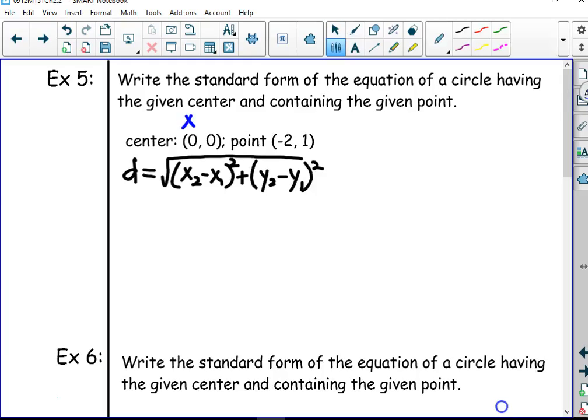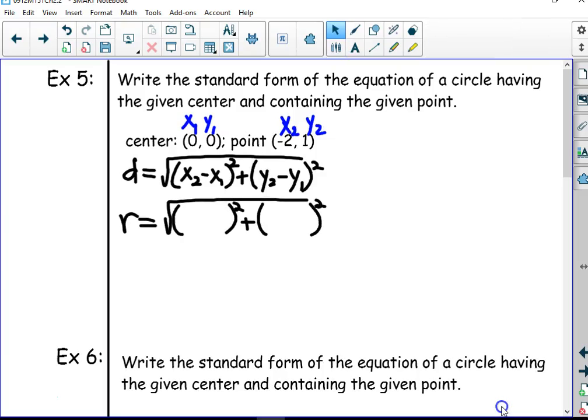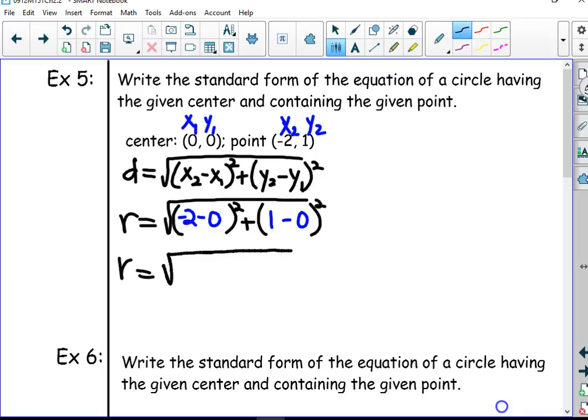And this is my first point, x2, y2. And because of those zeros, my distance, which is calculating my radius for me, I'm going to change that to an r. And those zeros make it fairly easy. So x2 is -2 minus 0, and then 1 minus 0. Obviously, if you do this a bit, you're not going to bother writing that subtract 0. So I get negative 2 squared, which is 4, and 1 squared, which is 1.